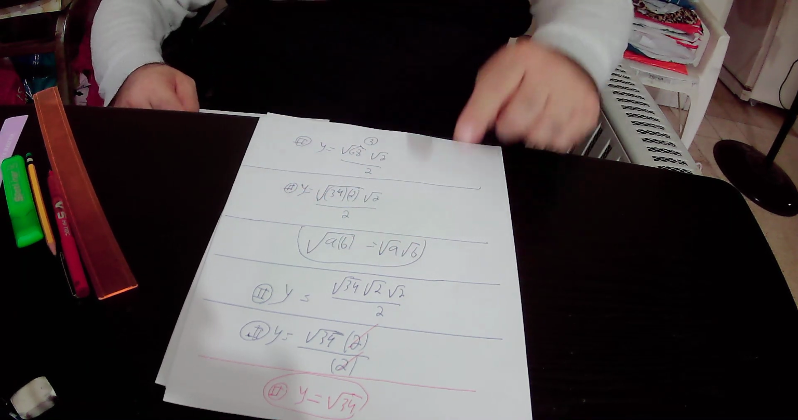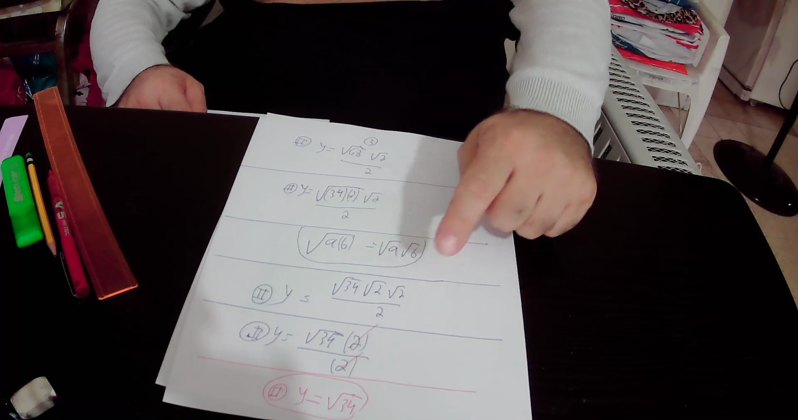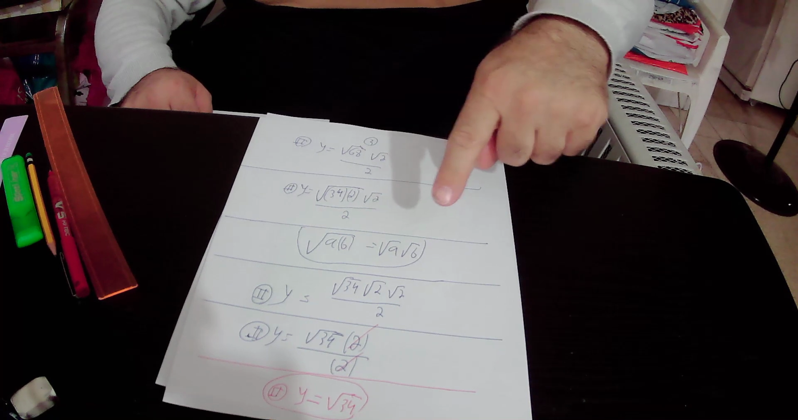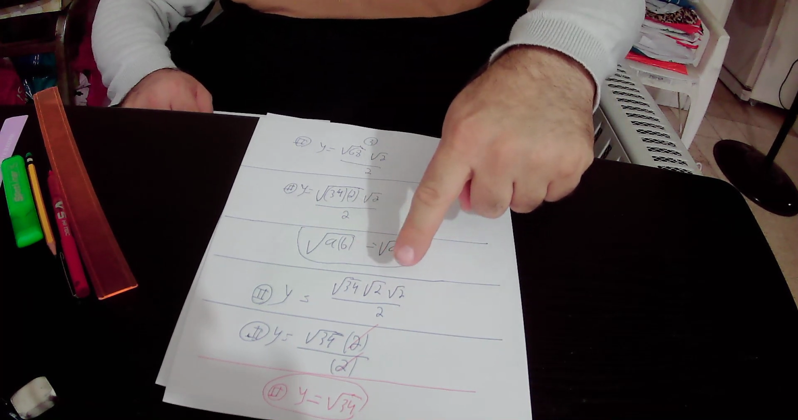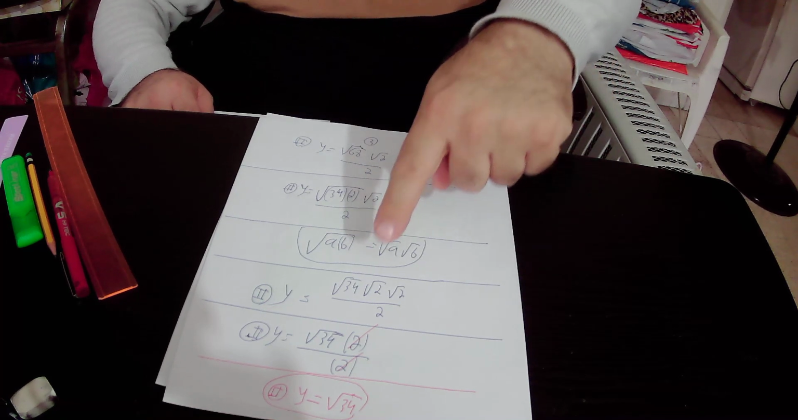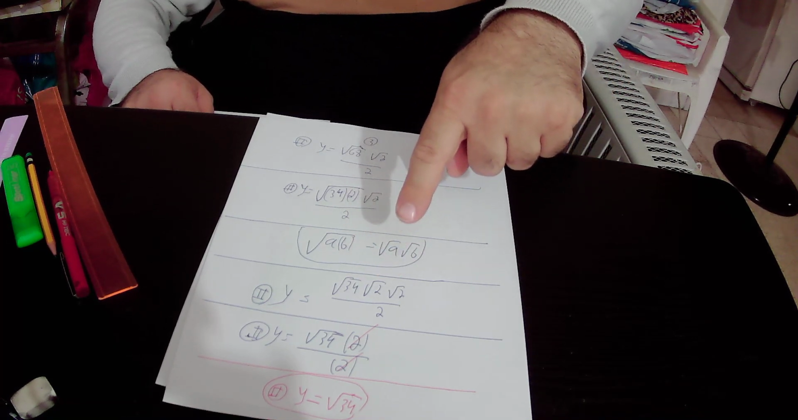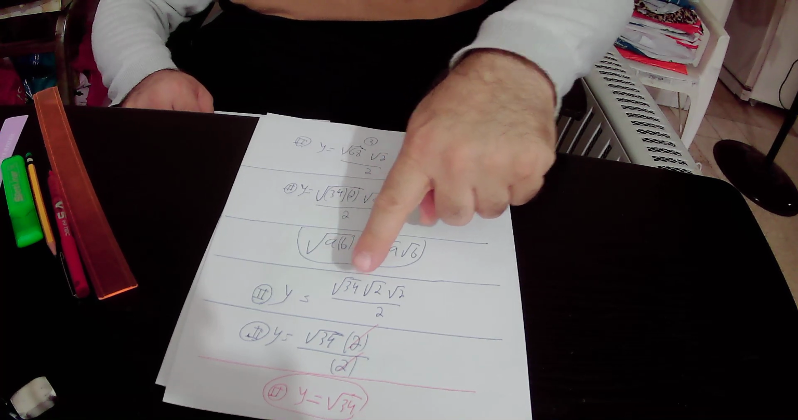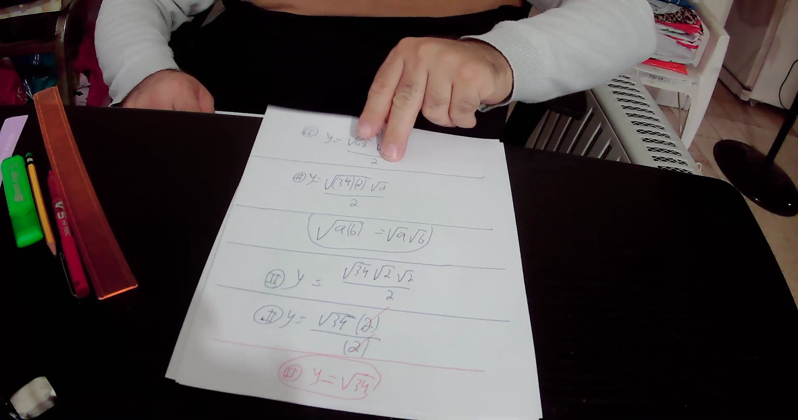And we know that the square root of 2 times the square root of 2 is 2. So in total we got that Y equals the square root of 34 times 2 over 2. 2 over 2 is 1, so the 2 will get cancelled, and we got that Y equals the square root of 34 units.